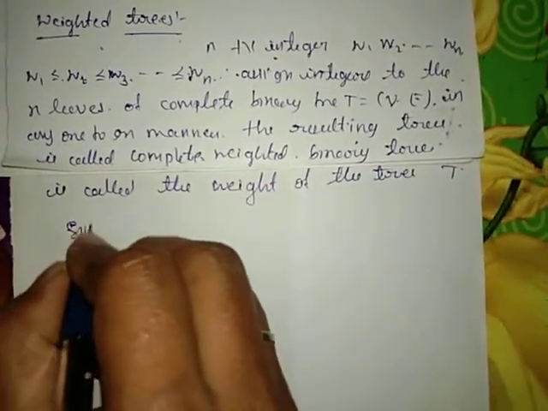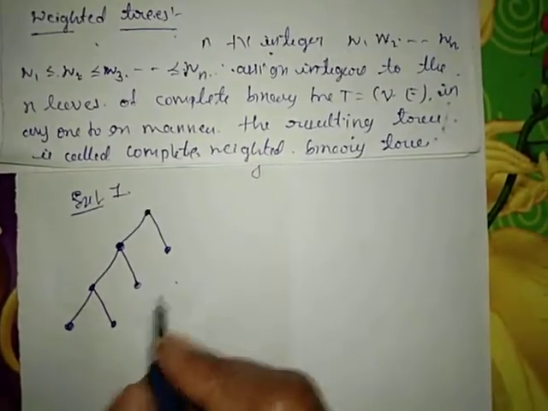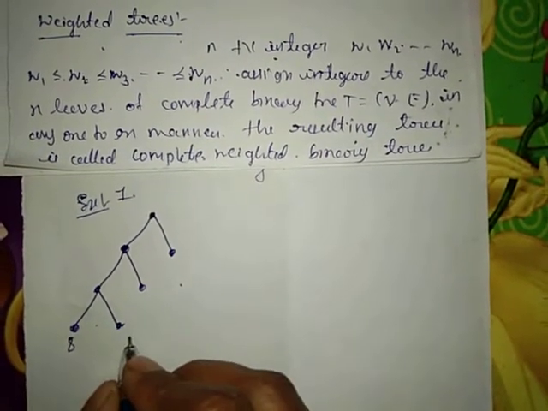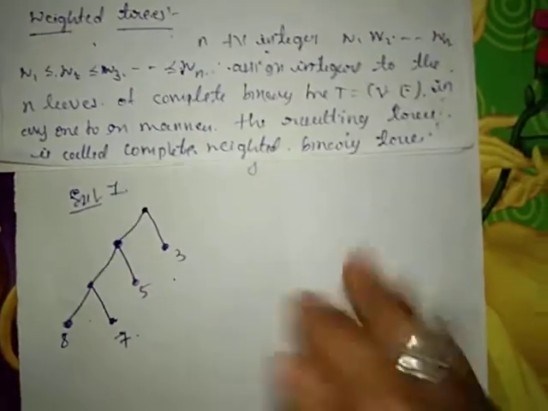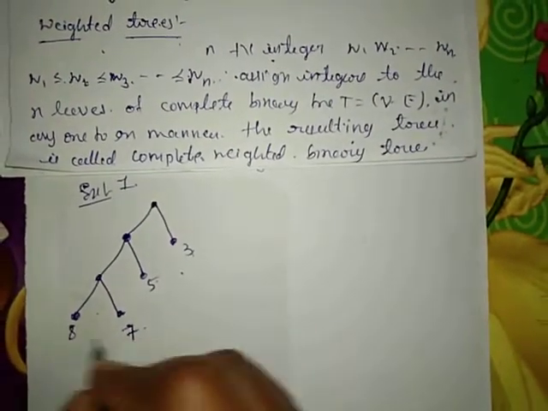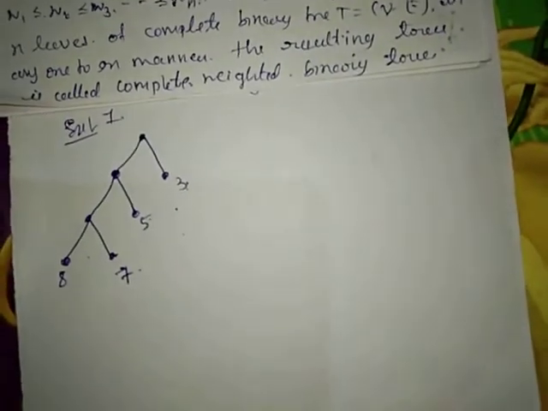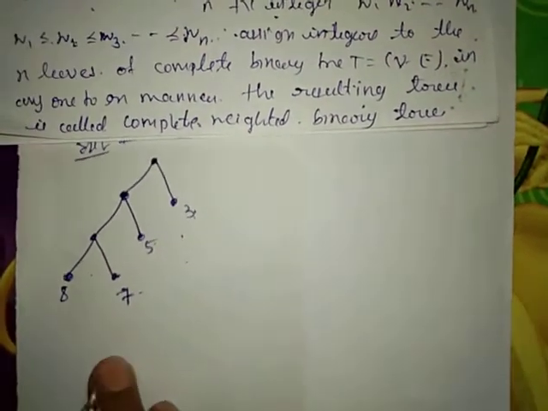So consider the example here. For this example, we assign the values for the leaves as 8, 7, 5, 3. We assign the weights 3, 5, 7, 8 to these leaves here, meaning w1 equal to 3. We just assign the positive integers to these leaves. Now we have to find the weight of this tree.